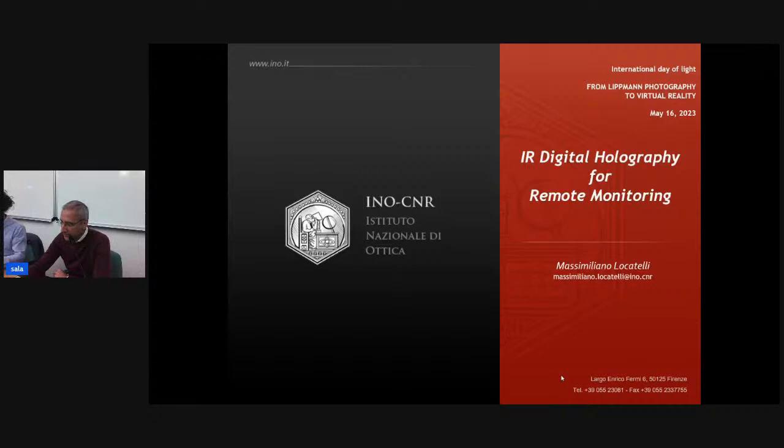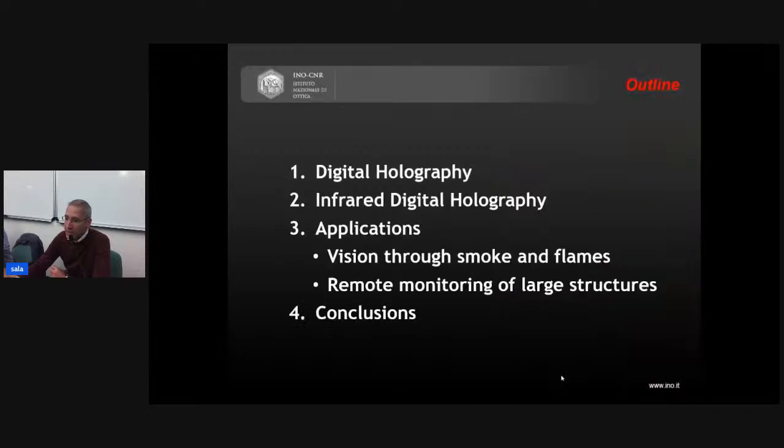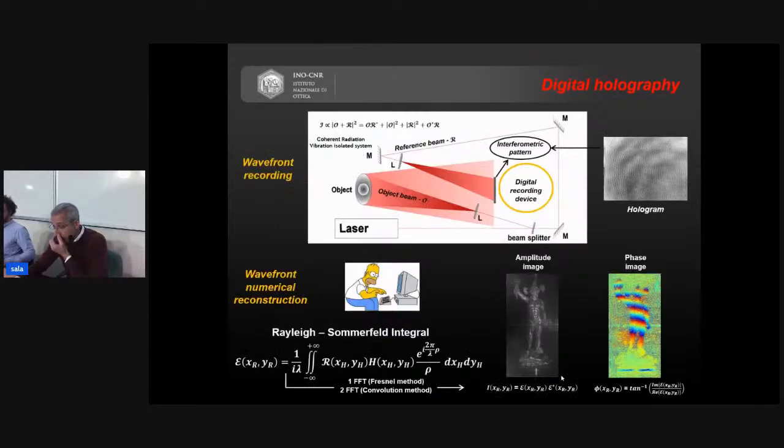Hello, everybody. I will present our research activity in the field of infrared digital holography at the National Institute of Optics of Florence. I will start with a brief description of the basic principles of digital holography. Then I will discuss the advantages offered by infrared radiation in digital holography. And finally, I will show you two applications developed in our laboratories, that is vision through smoke and flames and remote monitoring of large structures. So let's see what is digital holography.